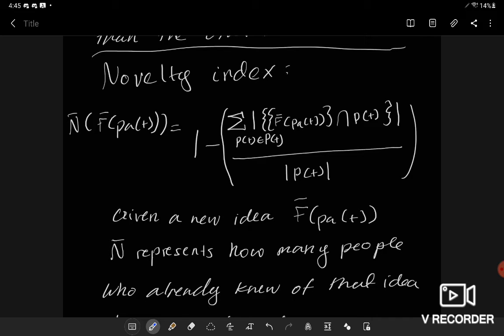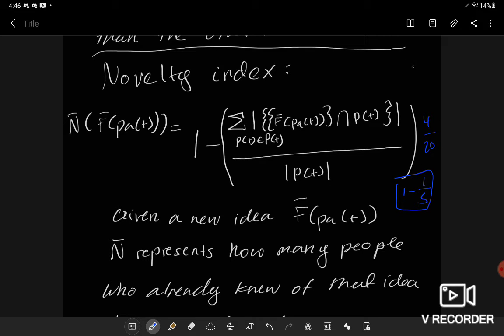And then you get the ratio, and take 1 minus that ratio. So if you're the only person out of 20 people, 1 over 20, then your novelty index is going to be higher than if 4 people out of 20 in your system have the same idea as you, and so that's 1 out of 5. So this is your novelty index, right?